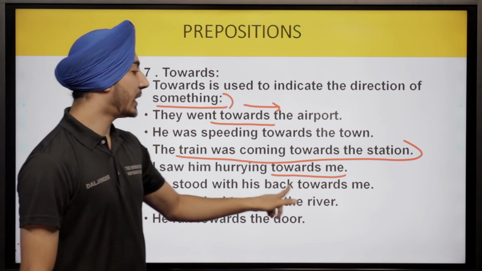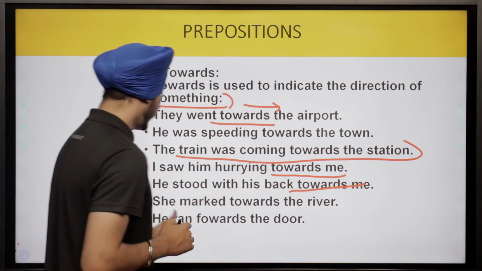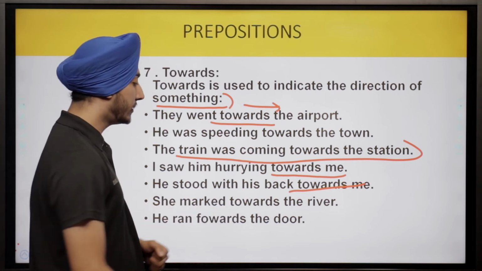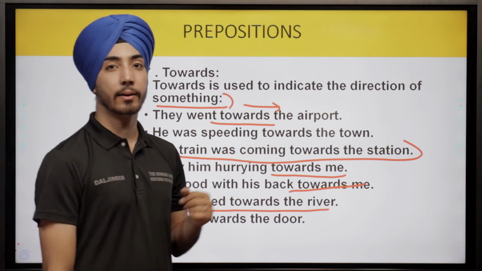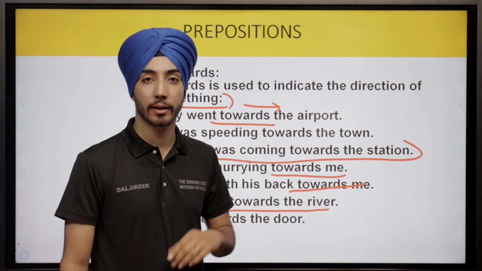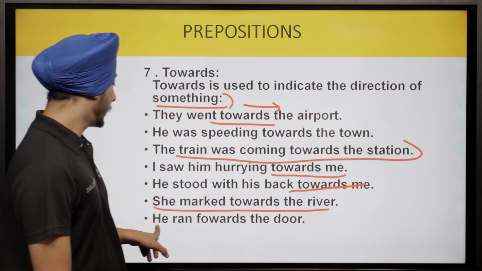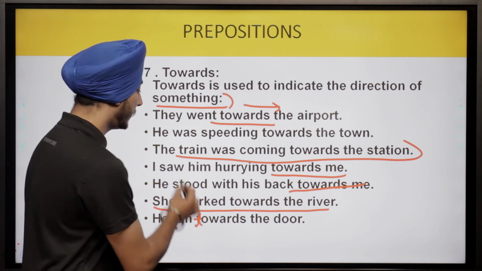He stood with his back towards me. मेरी तरफ वो back करके खड़ा हो गया. Then she marked towards the river. So उसने किस तरफ मार्क करा? She marked towards the river. ठीक है? अब हो भी सकता है that river के along कोई और चीज हो. There might be a tree. She may be marking too, right? Then he ran towards the door. So वो door की तरफ भागा.